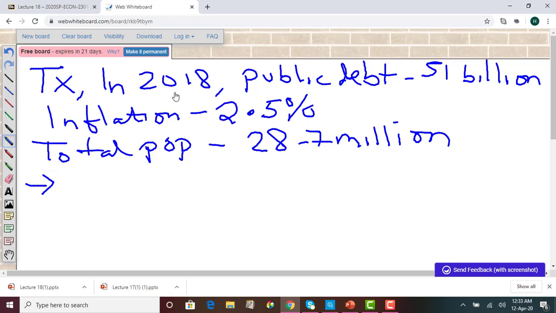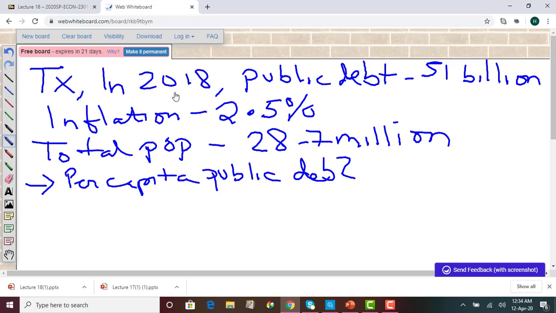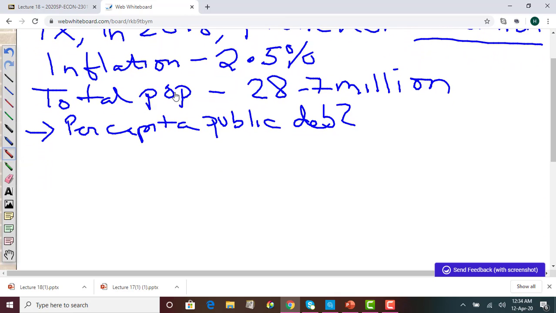Now I ask you to calculate the per capita public debt, because we live in Texas, right? So we want to know what is the per capita public debt, or how much of this 51 billion each of us as Texas residents owe, right? Or what is our portion of the debt out of this 51 billion. That's what we are trying to calculate. Okay, so there are two steps involved. Step one, again, remember, we have to adjust the public debt for inflation, and that is the main reason I gave you the inflation rate.